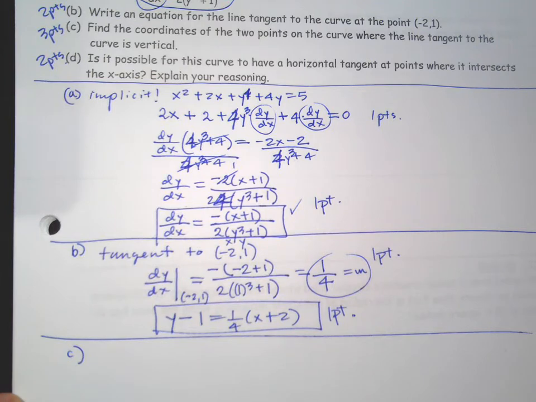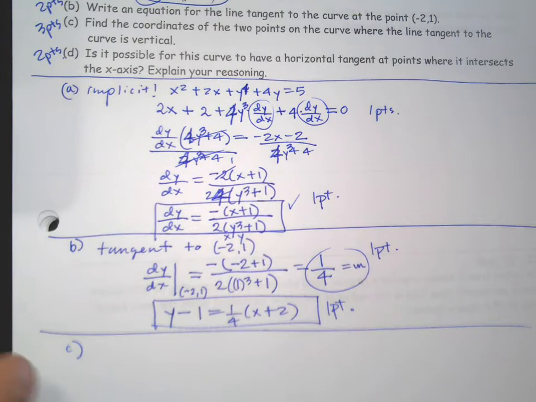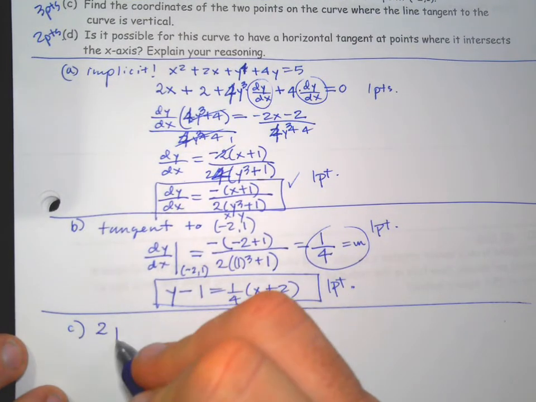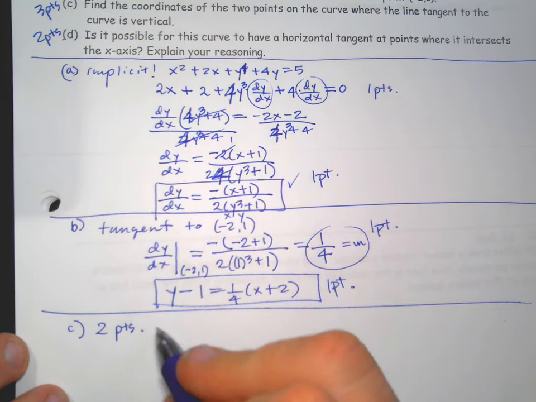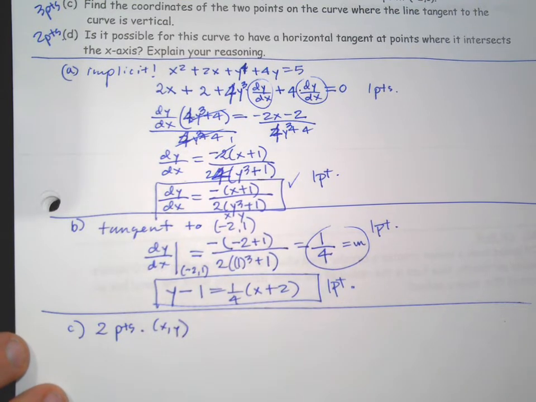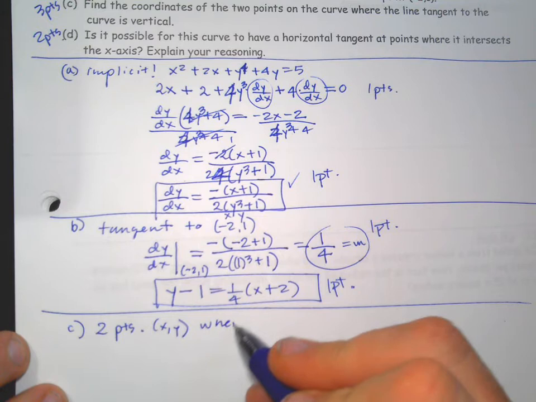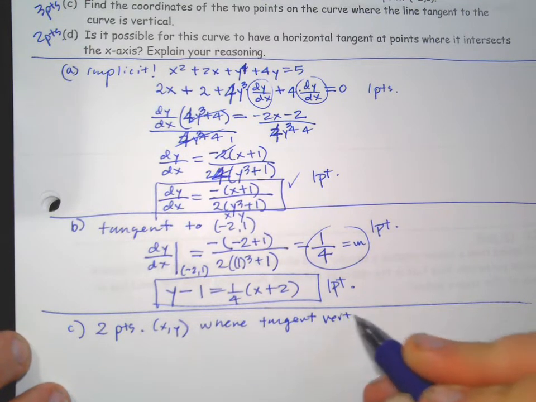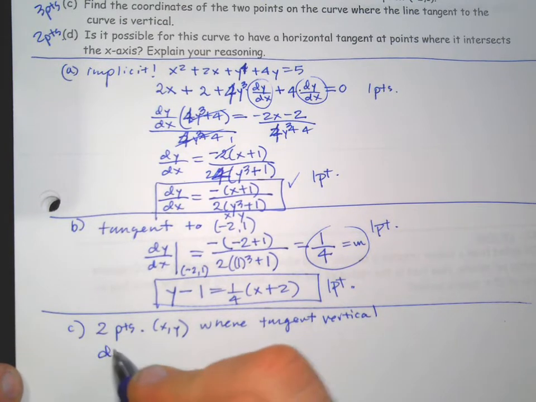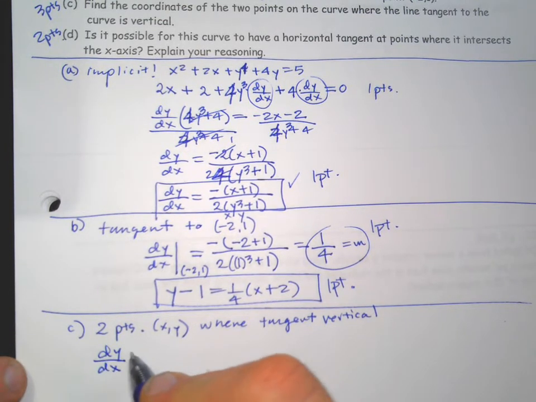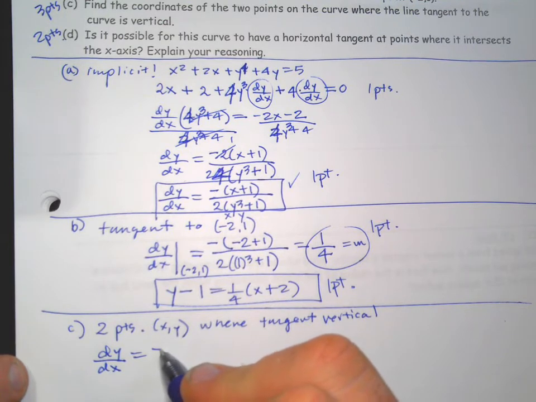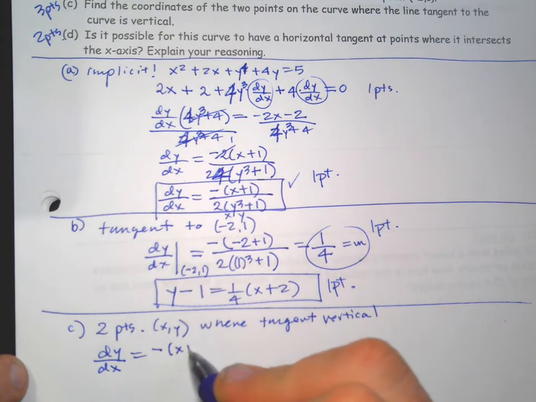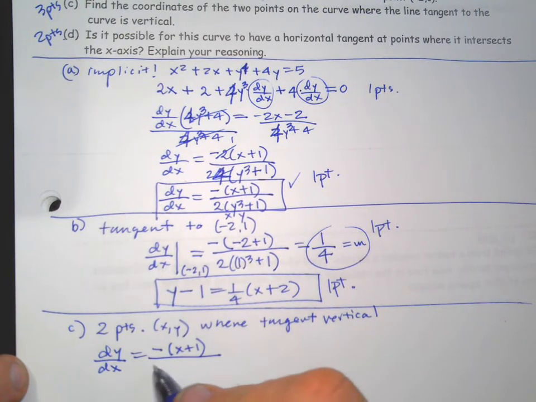Okay, C. Find the coordinates of the 2 points on the curve where the line tangent to the curve is vertical. So we're looking for 2 points, 2 answers, and points probably means XY pairs, okay? And it's where the tangent line is vertical. Okay, so that means the slope, dy dx, which we've been using. Again, you could do this part without having done parts A or B or getting A or B correct. I would personally use their dy dx they told you were supposed to get.